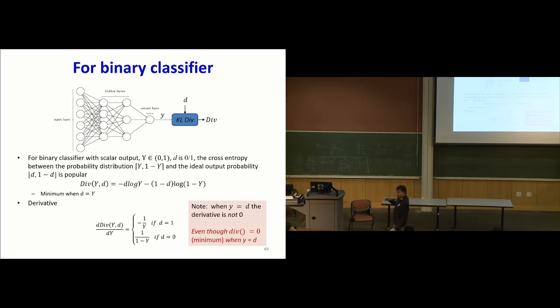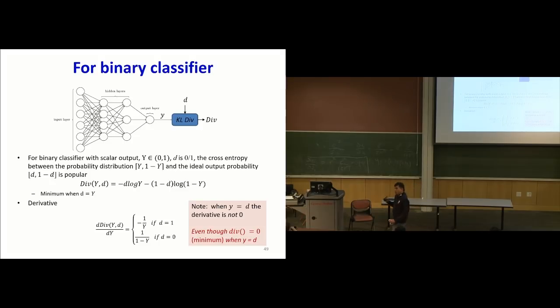Anyone? No, right? It's minus 1 over y. So if the desired output is 1 and the actual output is 1, you get a derivative that's actually minus 1. So we've been saying all along that, now, can this divergence actually go below 0? It cannot. It's a divergence function. So although the divergence has hit its minimum, the derivative at the minimum is not 0.